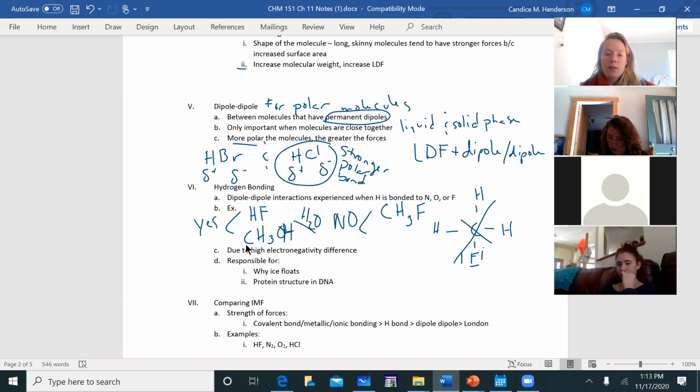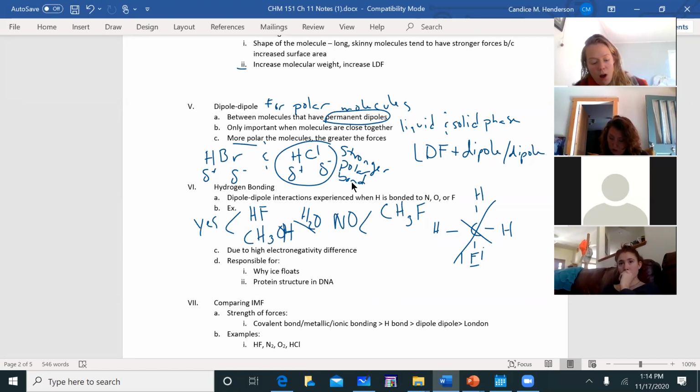These properties, the dipole-dipole and the hydrogen bonding, explain why ice floats. Because of the way that water attaches to itself and structures, it's actually less dense in its solid form than in its liquid form. It also has helped us to figure out the structure of DNA. The reason it coils in on itself, or you get that double helix, is because you have hydrogen bonding. So the DNA is able to stick to itself in that structure.